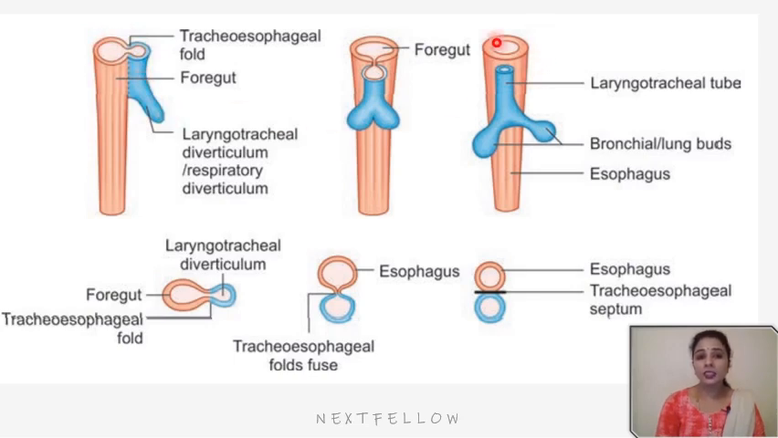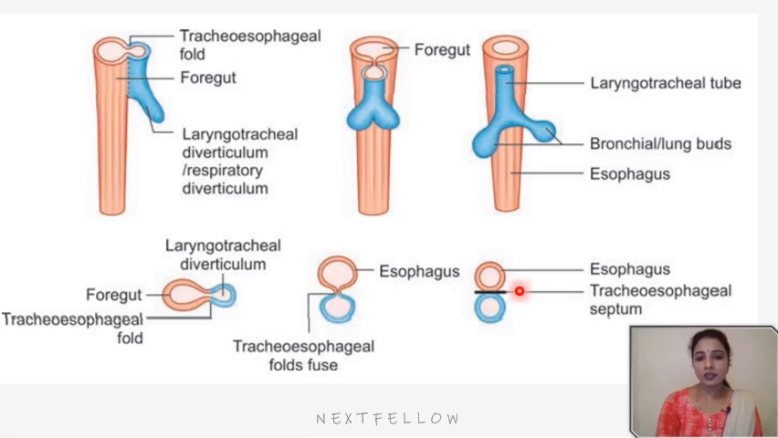This communication with the pharynx forms the laryngeal inlet, and at the distal part of the laryngotracheal diverticulum, the lung buds develop and divide into two bronchial buds. So we can see it divides into two bronchial buds, which further branch into primary, secondary and tertiary bronchi.